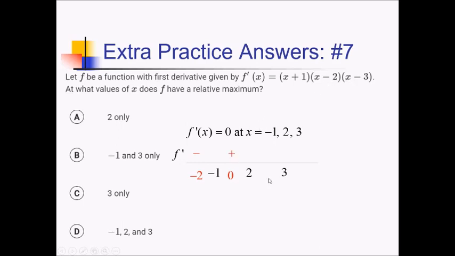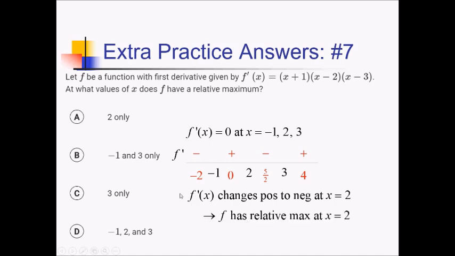Between 2 and 3, let's use 2.5 or 5 halves. That's going to give me a positive, positive, and a negative. 1 negative is a negative. And greater than 3, let's use 4. That's going to give me 3 positives, which is a positive. So I notice here that I'm changing from positive to negative at x equals 2 only. Therefore, f has a relative max only at x equals 2. So that's going to be choice A.